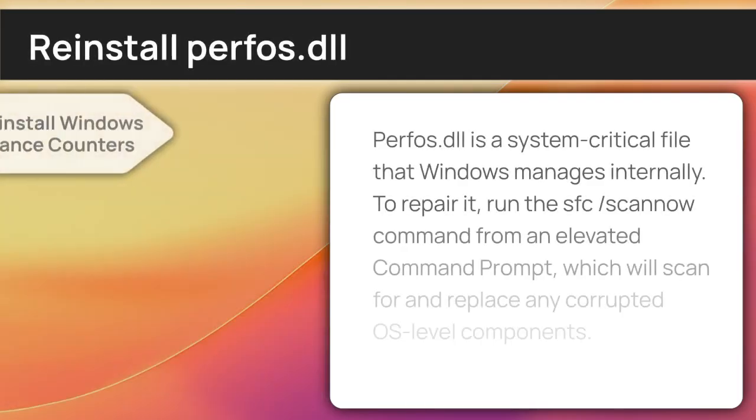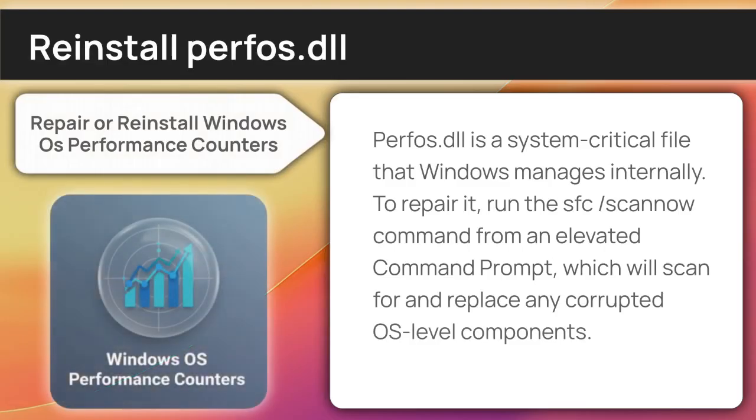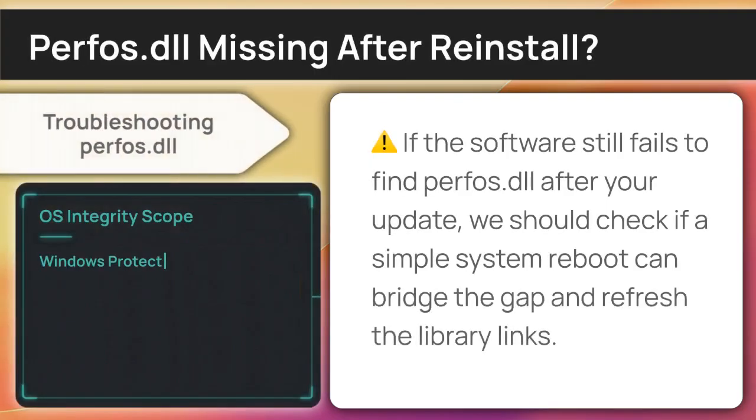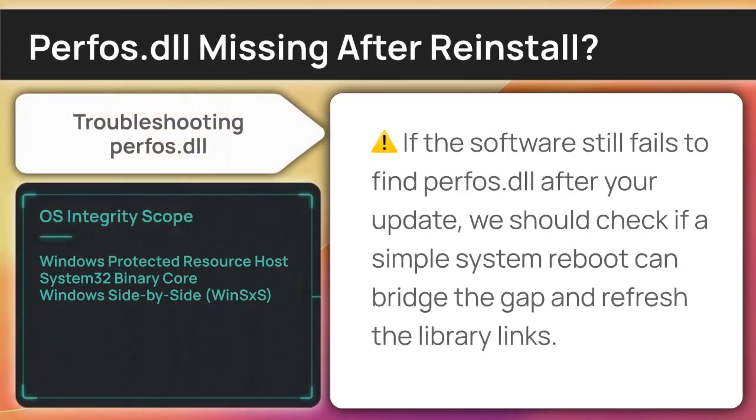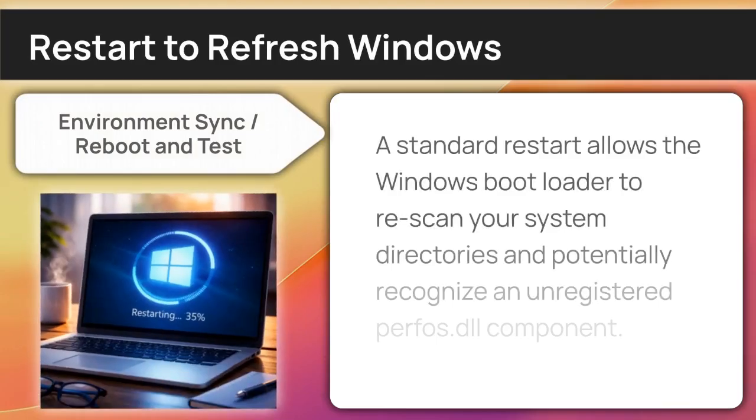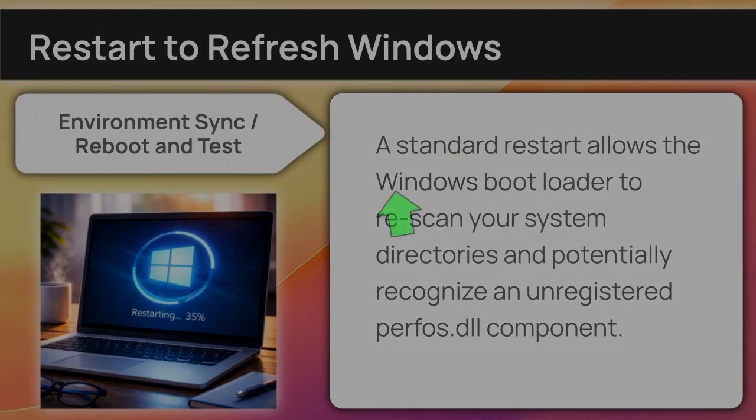Perfos is a system-critical file that Windows manages internally. To repair it, run the sfc /scannow command from an elevated command prompt, which will scan for and replace any corrupted OS-level components. Persistence of this error after a clean reinstall suggests that the issue may reside within the current user session's initialization. A quick reboot can determine if the error is transient. While it won't fix a deleted file, it can re-establish the connection between your software and the Performance Operating System library file if the path was temporarily busy.